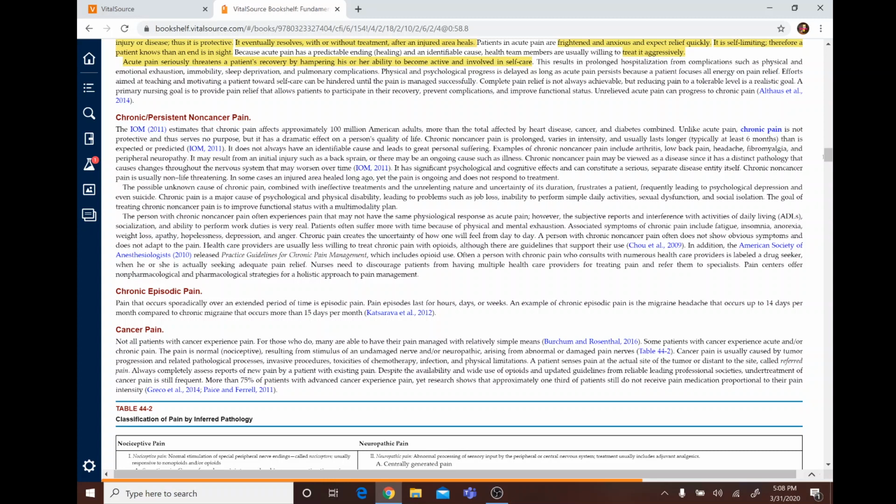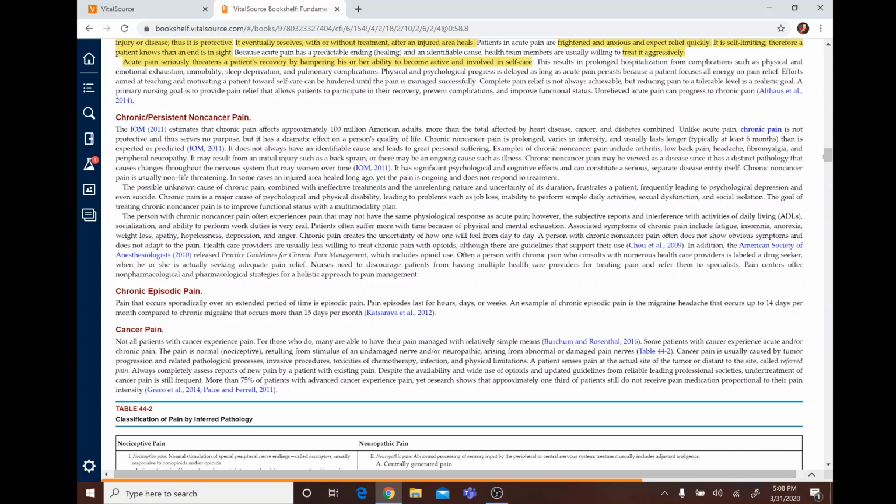It may result from an initial injury such as a back sprain, or there may be an ongoing cause such as illness. Chronic non-cancer pain may be viewed as a disease since it has a distinct pathology that causes changes throughout the nervous system that may worsen over time, with significant physiological, psychological, and cognitive effects, and can constitute a serious separate disease entity itself. Chronic non-cancer pain is usually non-threatening. In some cases, an injured area healed long ago, yet the pain is ongoing and does not respond to treatment.